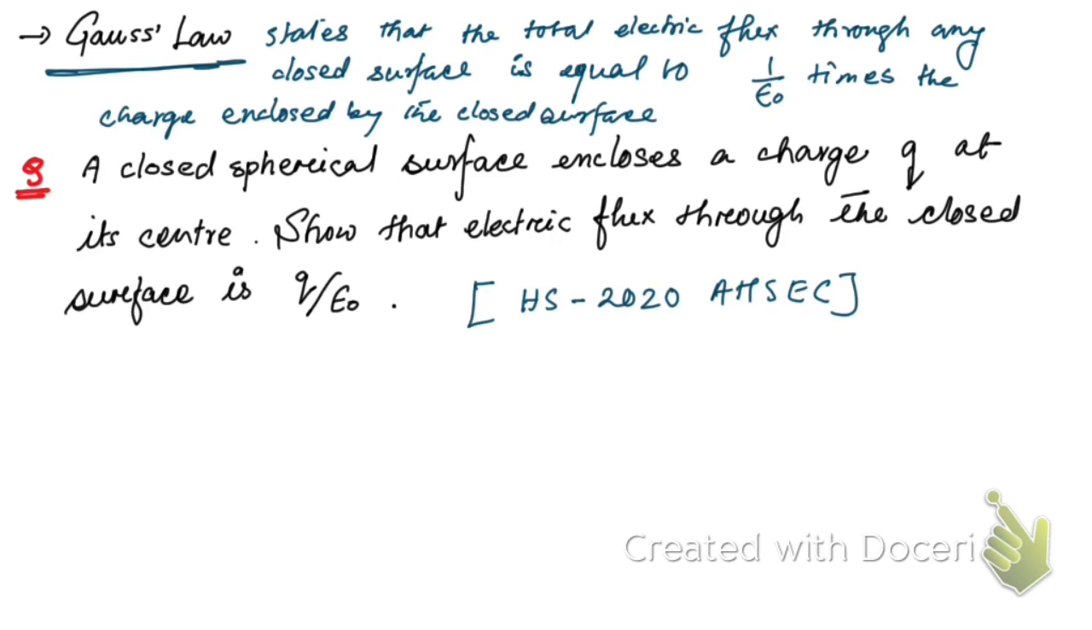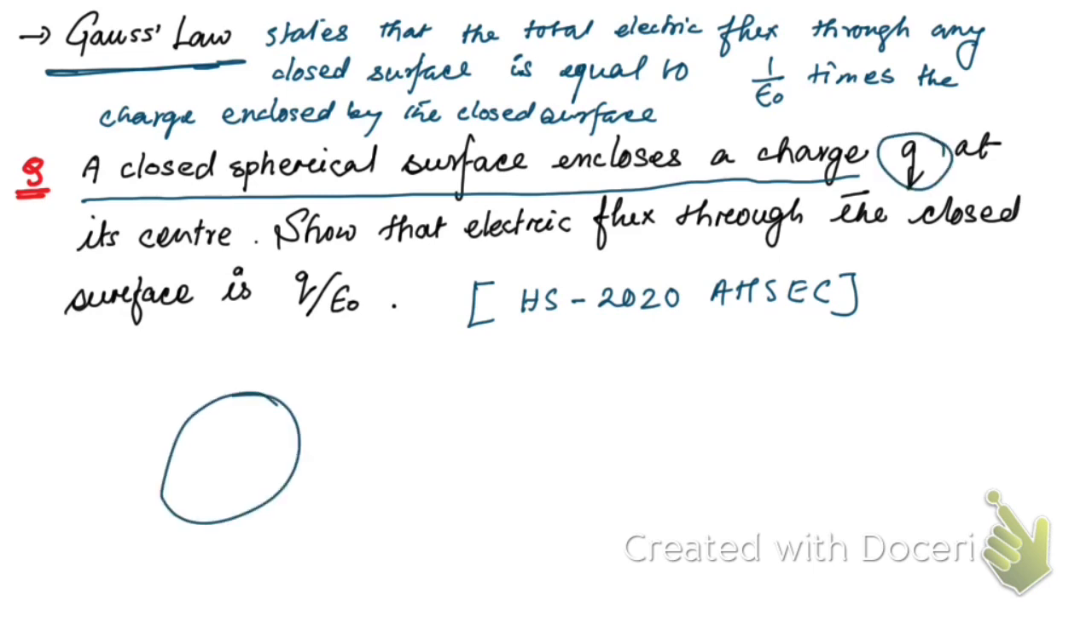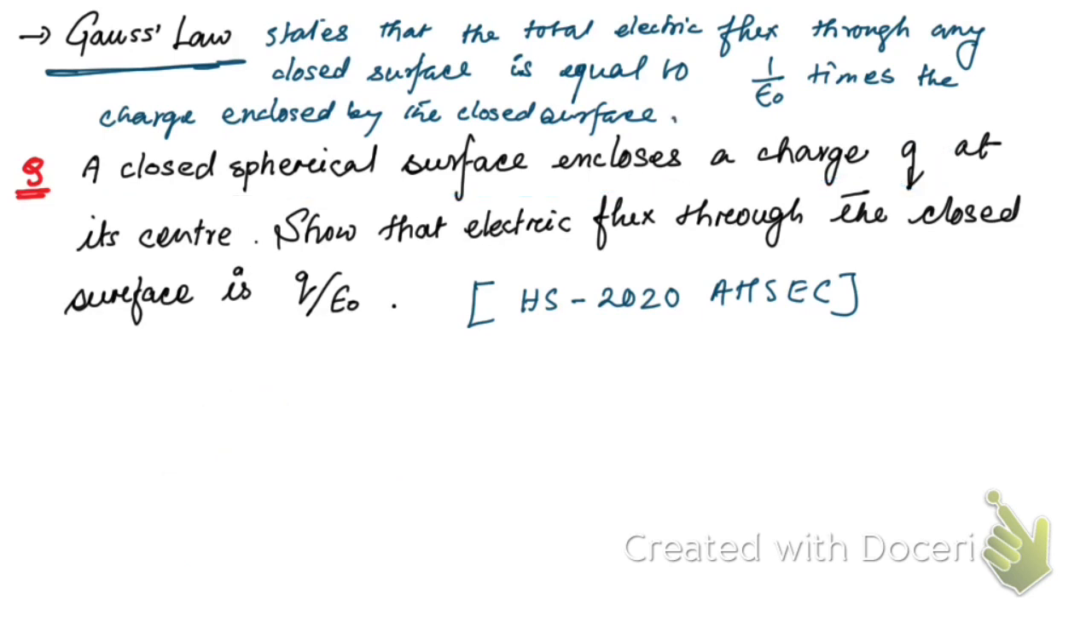In this question you are asked to prove this statement: a closed spherical surface encloses a charge q. That means the charge enclosed by the closed surface is q, and you need to show that the total flux through this surface is 1 by epsilon naught times q. So that is what you need to show. Let me prove this. Let me take a new slide in order to prove this. So here is the new slide. Let me write the proof of Gauss law.